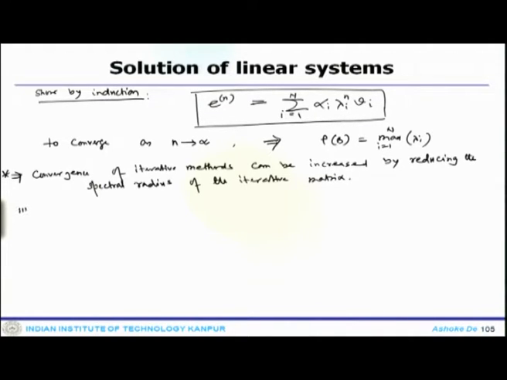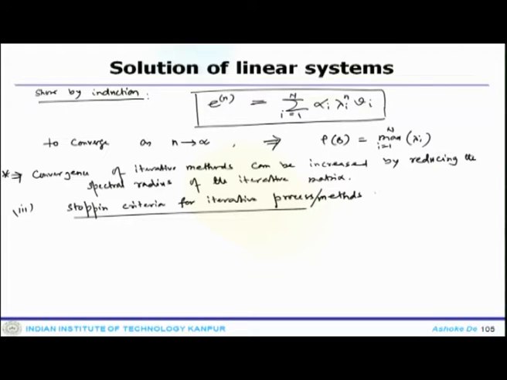Now the third important point is that some sort of a stopping criterion is very much necessary for an iterative process. So that brings the stopping criteria for iterative processes or iterative methods, which dictates or tells you where to stop or when to stop.